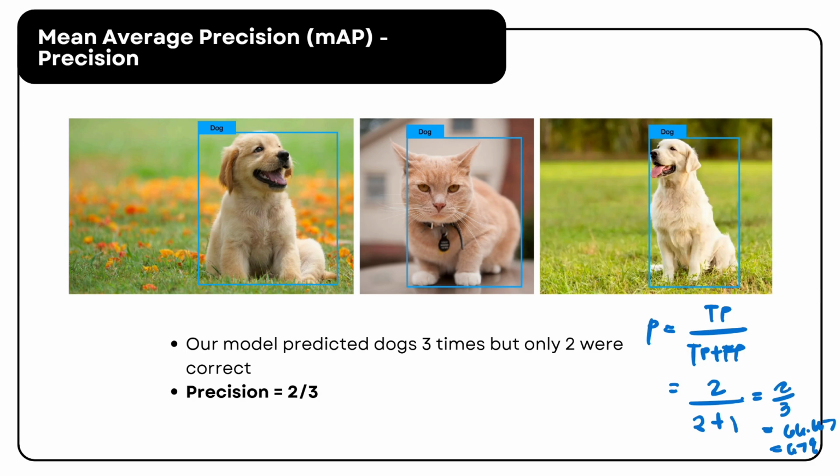What it tells us is that about 67% of the detections were correct in this case. So precision answers the question: when the model said it found a dog, how often was it right? This example highlights how precision penalizes false alarms. Even though the model found most dogs, it also made a mistake, and precision reflects that.